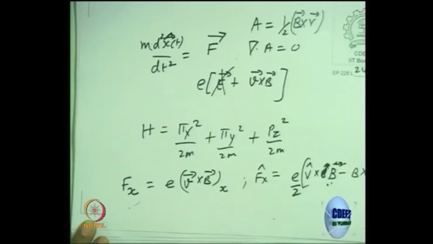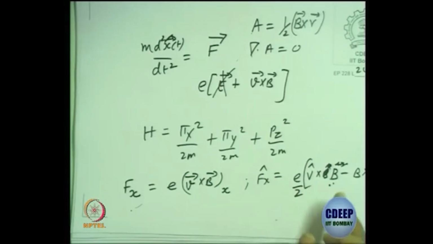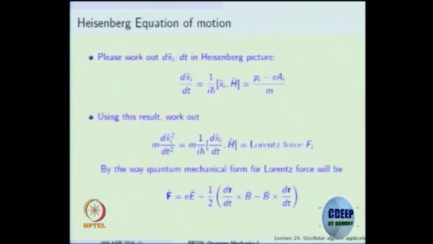In fact, when you write the Heisenberg equation of motion for d squared x_i by dt squared, you will exactly get this combination, V cross B minus B cross V, showing up there. Okay, please check it. So please check that the quantum mechanical form for the Lorentz force should have the Hermitian operator, which is the combination of dr by dt cross B minus B cross dr by dt. And we can set E to be 0 because we are working with the electric field set to 0.